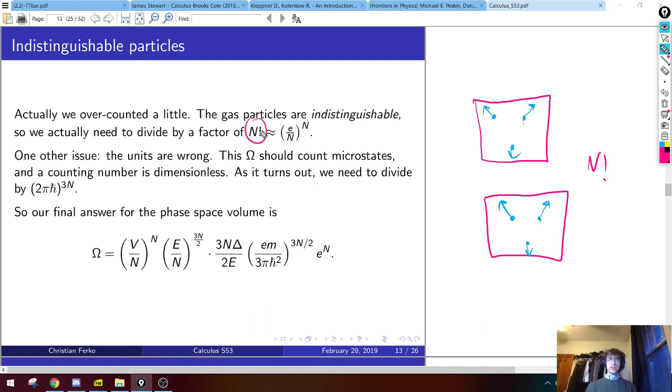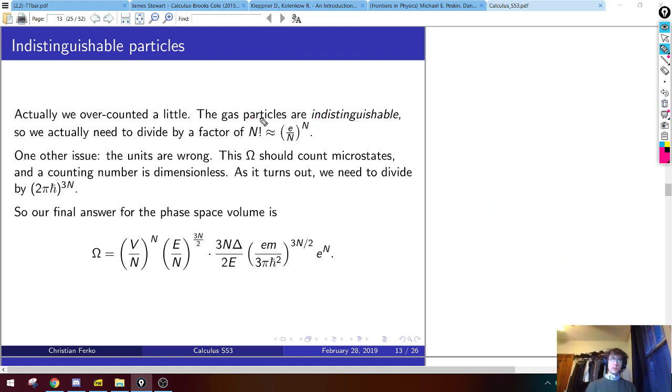So we overcounted. We should actually divide by n factorial to get the correct count. By Stirling's approximation, n factorial is root 2 pi n times n over e to the n, and I'm going to drop the root 2 pi n because it's small comparatively. The thing I've written here is actually 1 over n factorial. I should have said that when you divide by n factorial, you get this factor, rather than saying it's approximately equal to this.